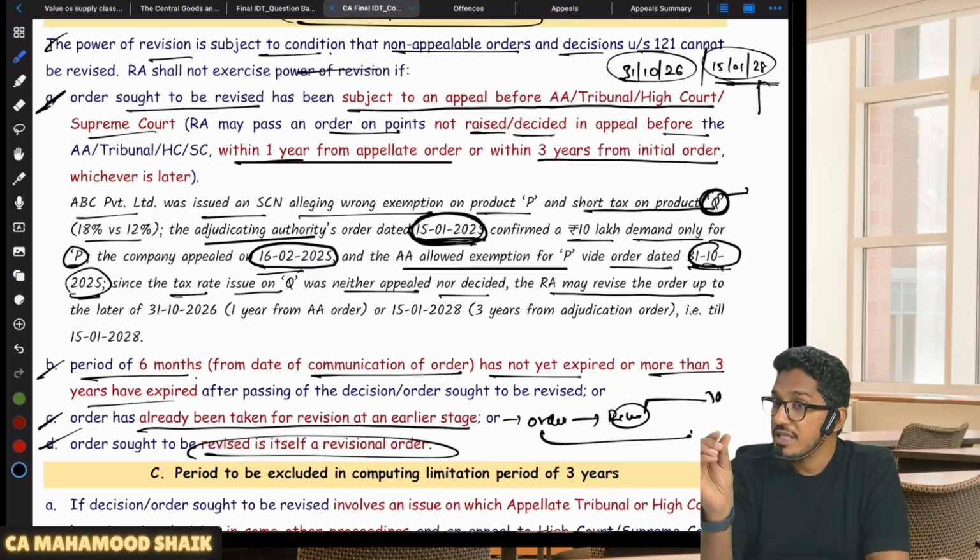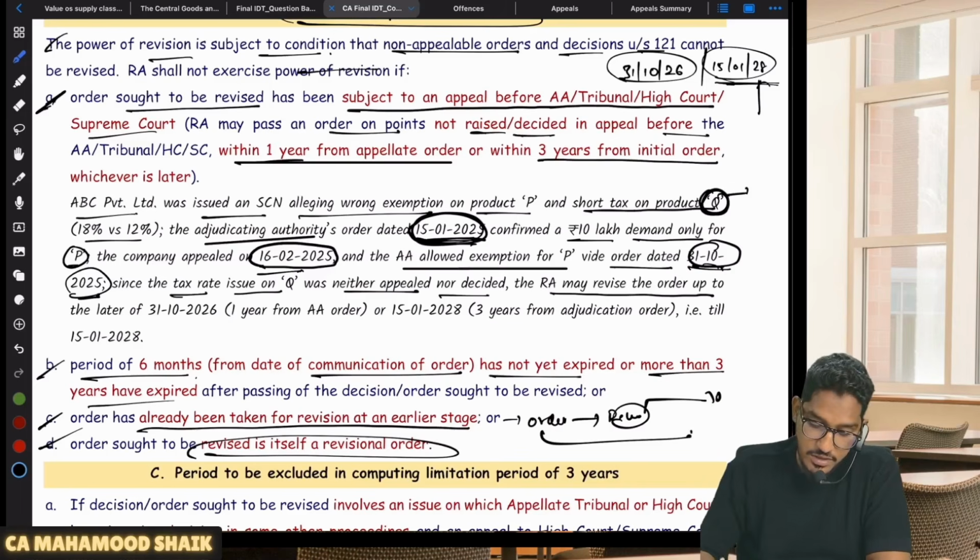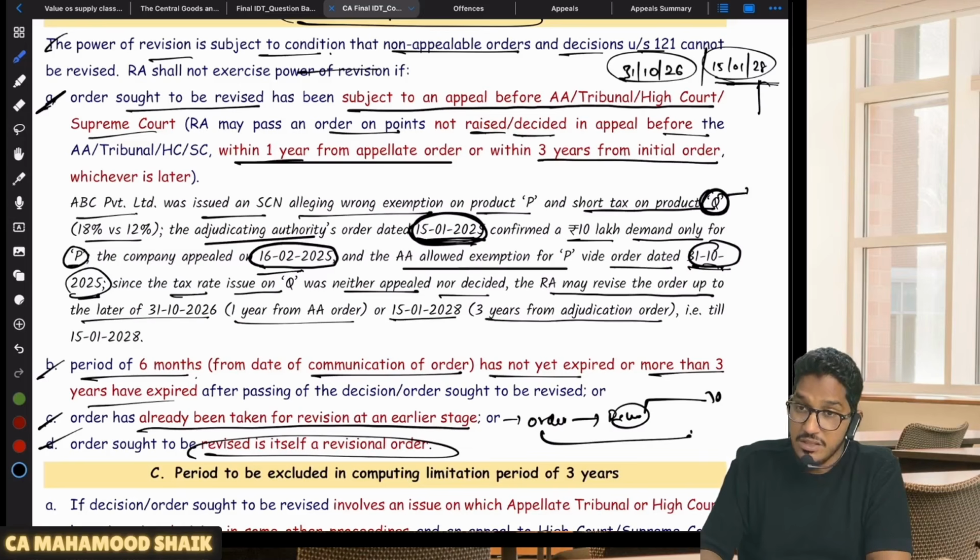But you can only revise that aspect which was not taken up for appeal, which was not decided in the appeal. That only you can take up for revision. So if you see here, the later of 31st of October 2026, 1 year from the appellate authority's order, and 15th of January 2028, 3 years from the adjudicating order, that is, till 15th of January 2028, whichever is later.